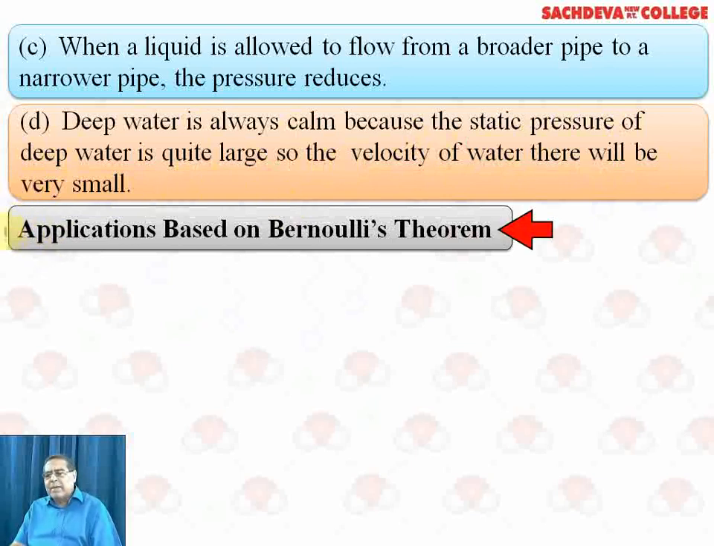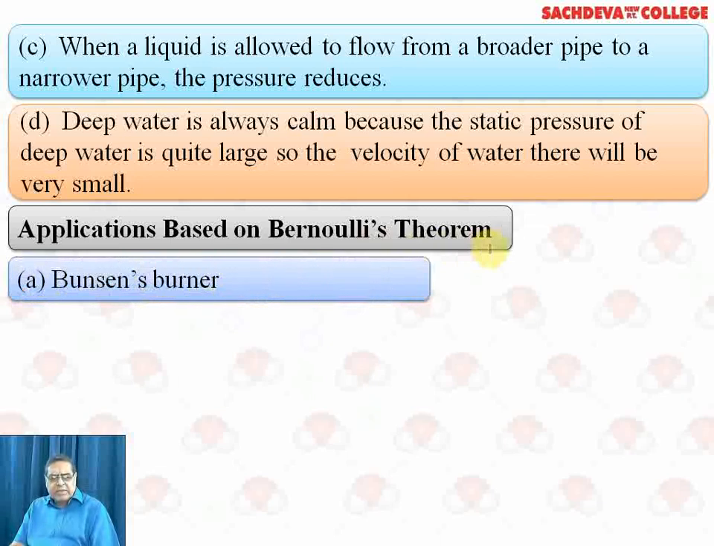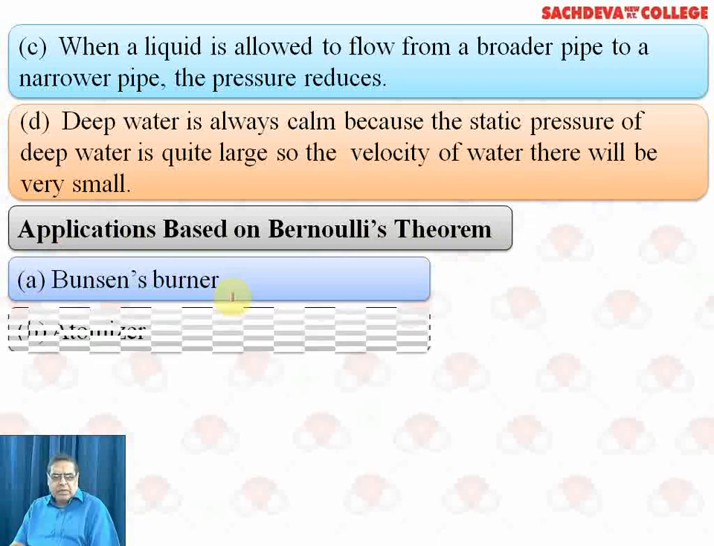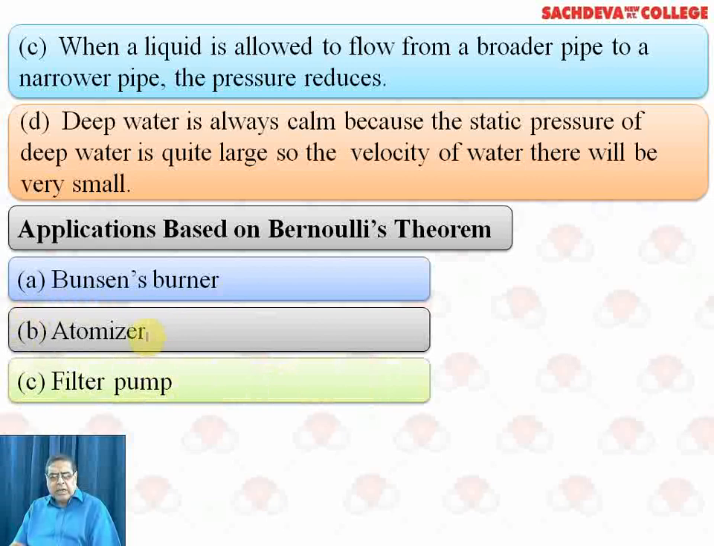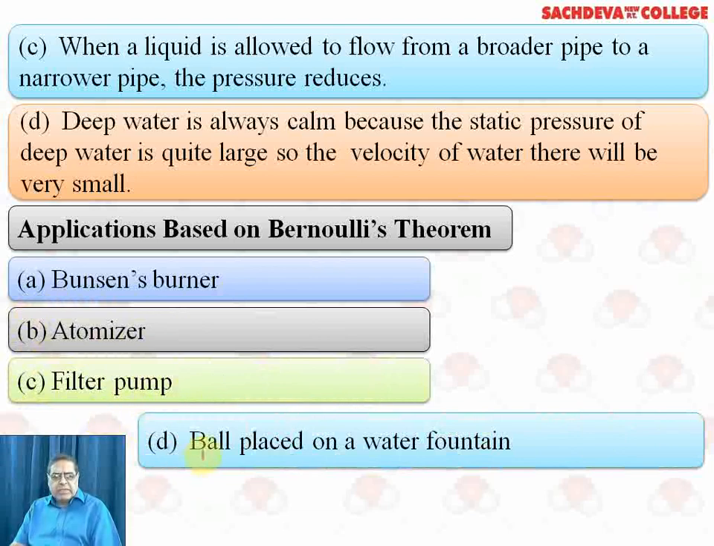Now we come to the applications of the Bernoulli theorem, that is, the construction of airplane wings, or the Bunsen burner, which we use in the lab. Then second is the atomizer, that is a sprayer. Then comes the filter pump, where the water is filtered. In all these cases, Bernoulli theorem is applied.